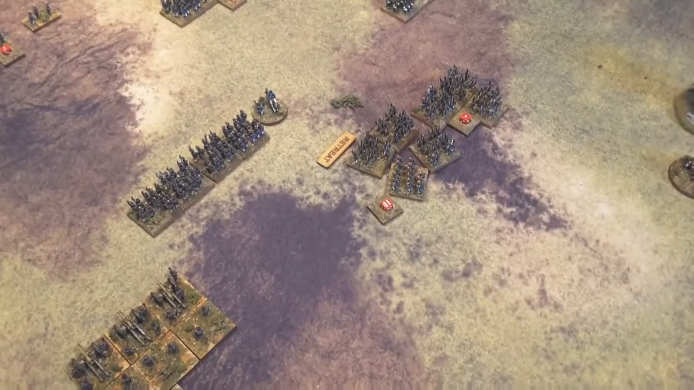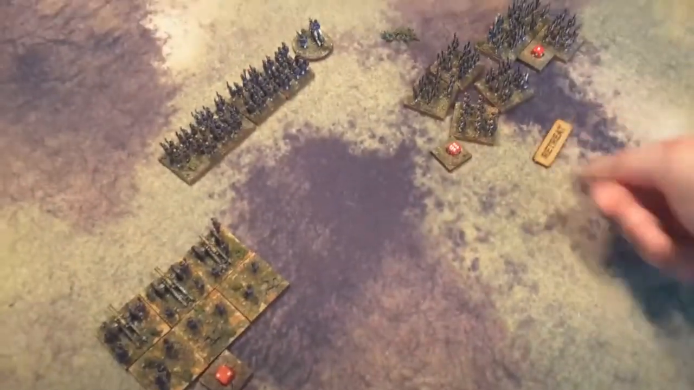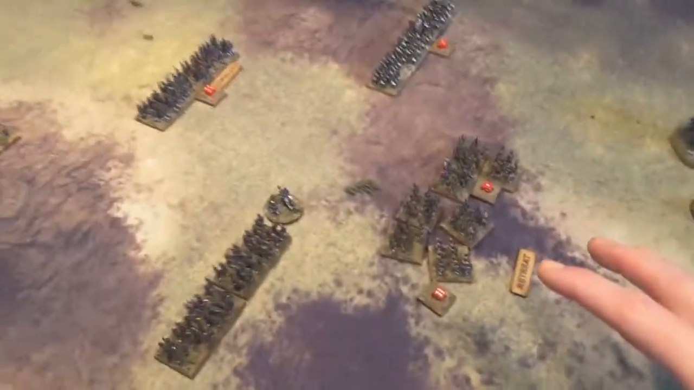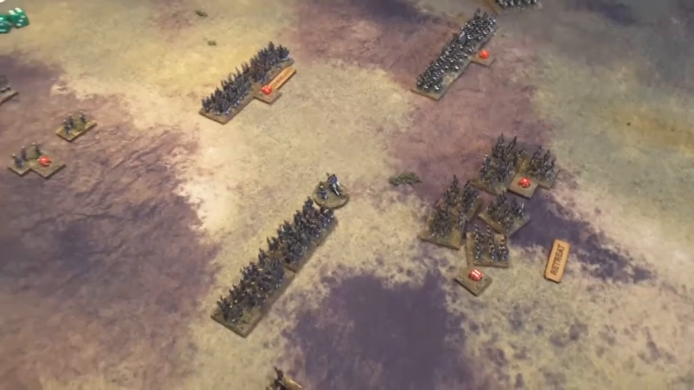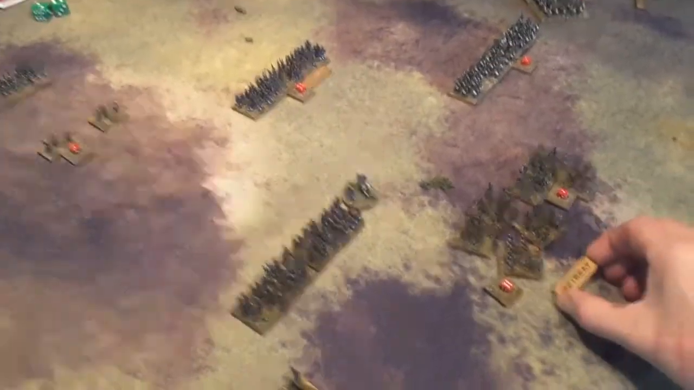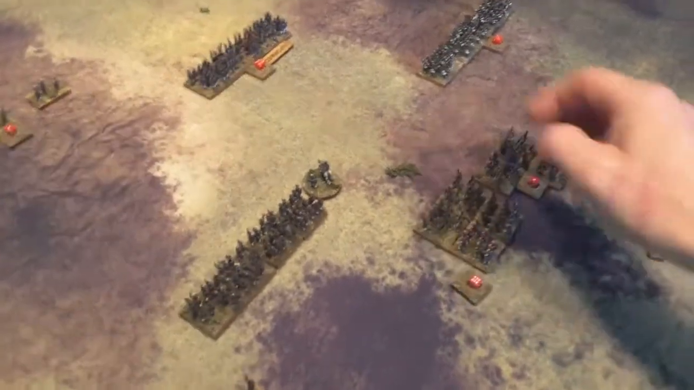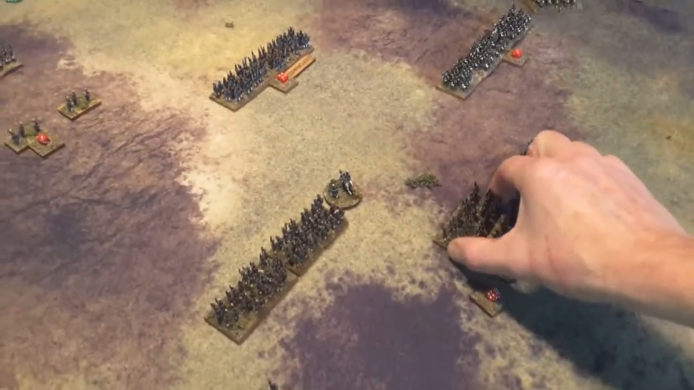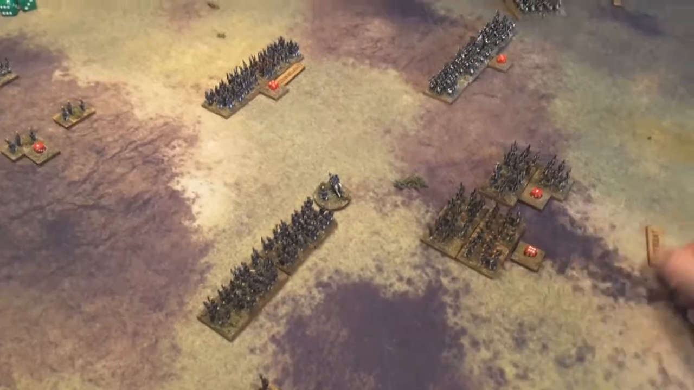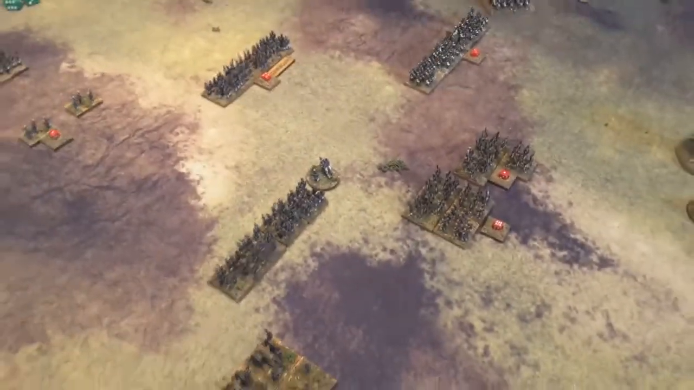I can shift over to the other side of the table here. They have a unit in retreat, this infantry unit. Because they are steady, they're not hesitant, the brigade that is, these guys can get rid of their retreat marker and reform, and they're going to form up in a column formation. This would be an attack column. So there they are. That gets rid of the retreat status.